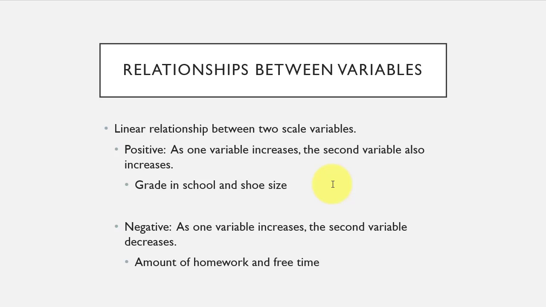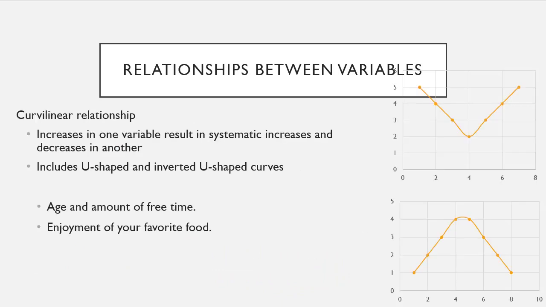through that period. A negative linear relationship, or a negative correlation, is that as one variable increases, the second variable decreases. So as your amount of homework increases, your free time decreases. So that line would be negative. We'll take a look at some examples of that in a moment because there's a summary slide here after we're done talking about the curvilinear relationships and the no relationships.